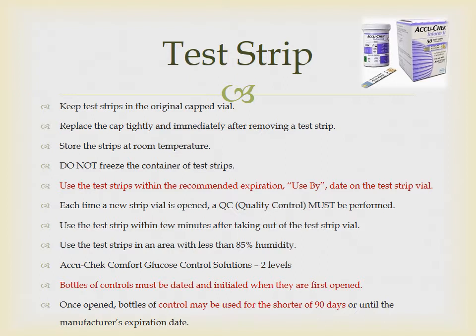Accu-Chek Inform Glucose Control Solutions come in 2 levels. Bottles of controls must be dated and initialed when they are first opened. Once opened, bottles of control may be used for the shorter of 90 days or until the manufacturer's expiration date.